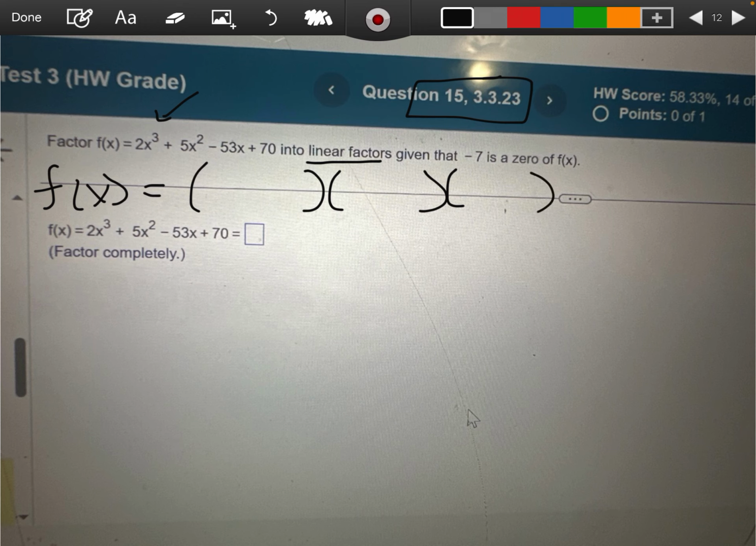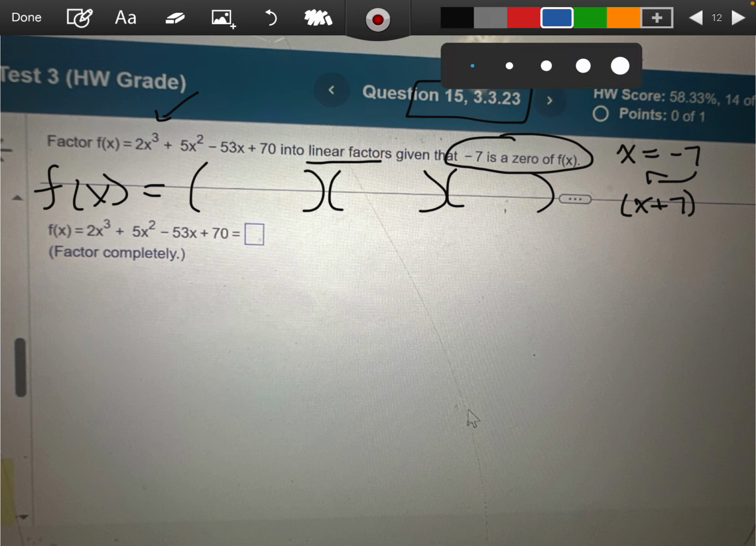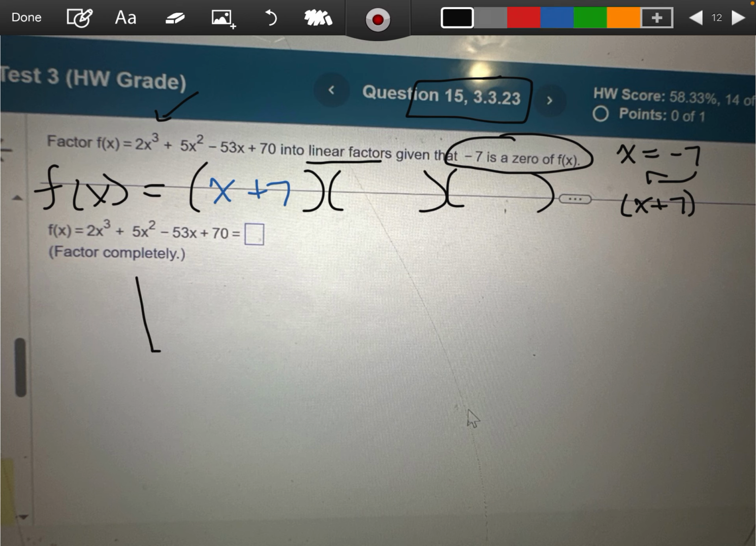So first thing I'm going to start off, it says that -7 is a 0. So if x is equal to -7, then the factor that we would have, if we bring that over, that would become an x plus 7. So guess what? Right here, we already know our first factor. It's x plus 7, okay? Now, what we're going to do now, y'all, we're going to use synthetic division.